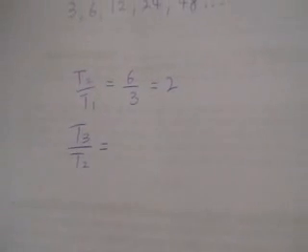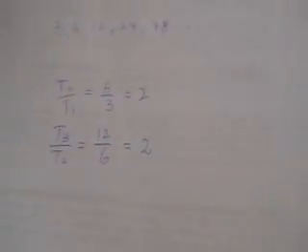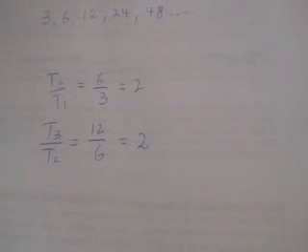Term 3 divided by term 2. Okay, so that will be 12 divided by 6. This also gives me 2. Okay, as you can see, our ratio for both cases equals 2. So we can say that the common ratio exists, and this sequence given to us is actually a GP.